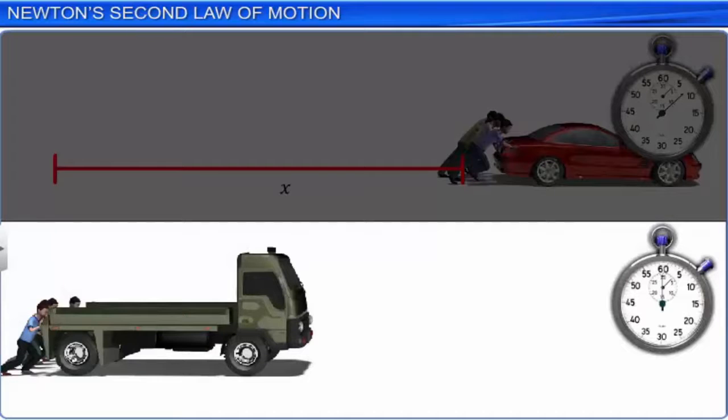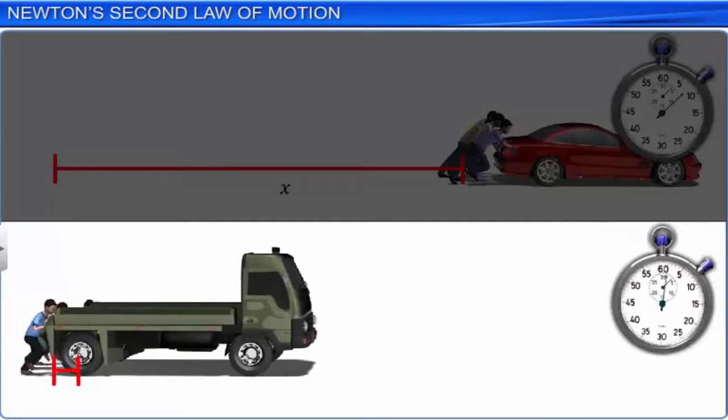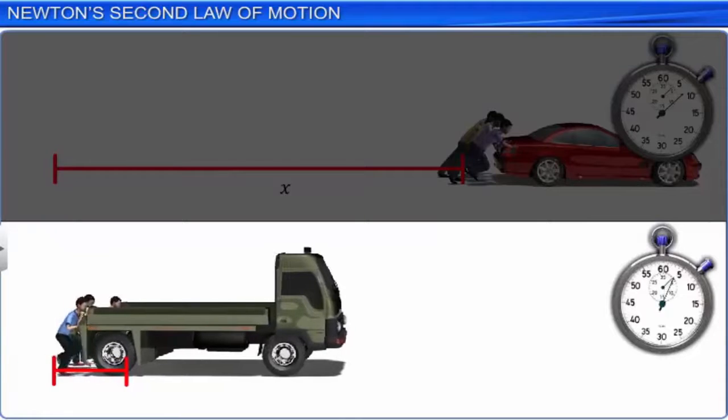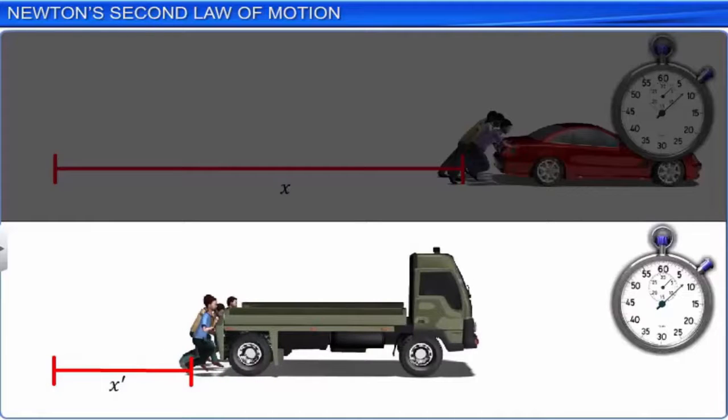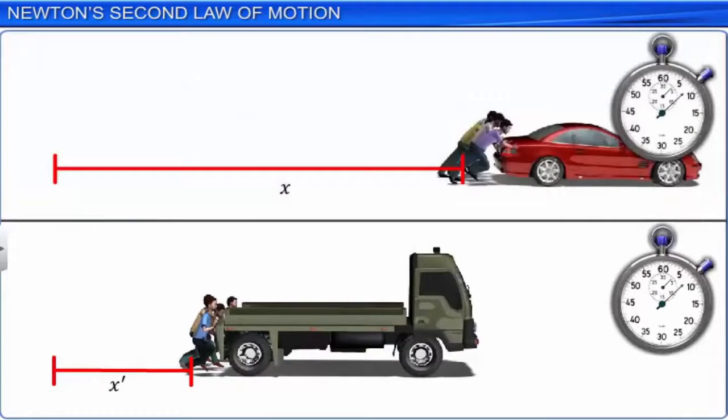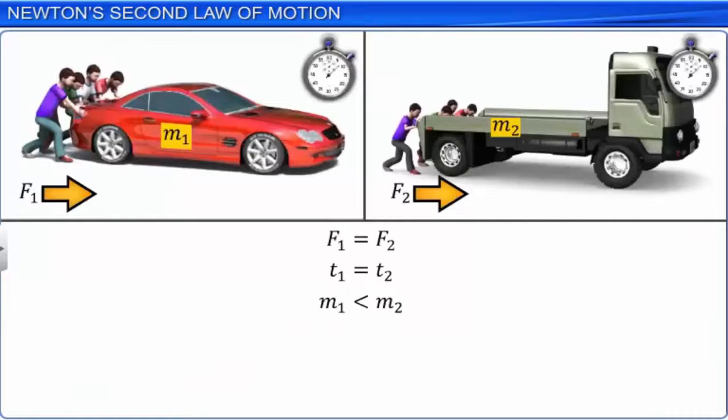The same 4 persons push the truck for the same length of time, at the end of which the truck moves with a velocity lesser than that of the car. However, the momentum acquired by the truck is the same as that acquired by the car. In these two activities, the force applied and the length of time for which the force is applied are the same. Therefore, the momentum acquired is also the same even though the mass of the car and the truck is different.